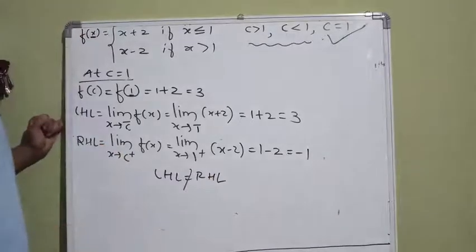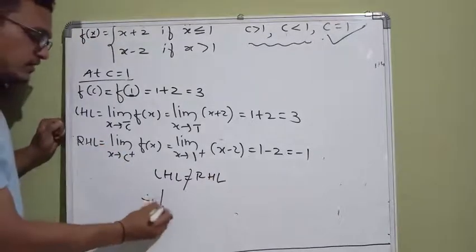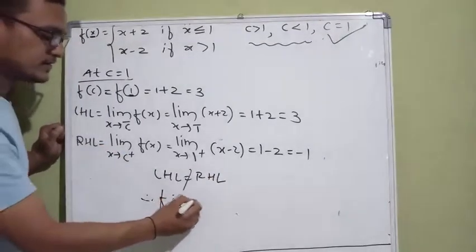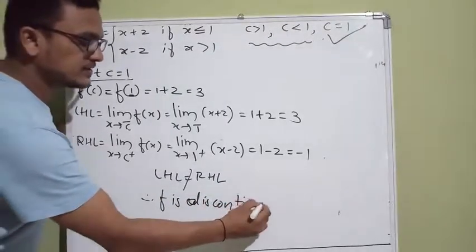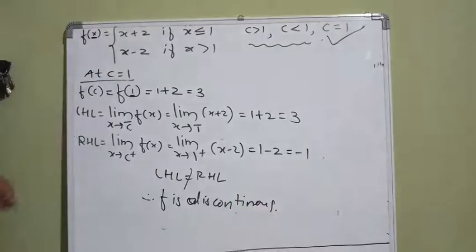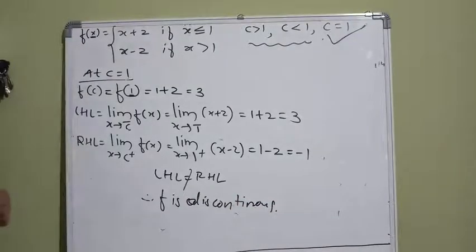If you observe LHL and RHL, okay, LHL is 3 but RHL is minus 1, which is not equal, therefore what? f is discontinuous. f is discontinuous, or you can conclude f is not continuous. Okay, so this is the example where the continuity point is not given. We can solve it in these 3 steps.